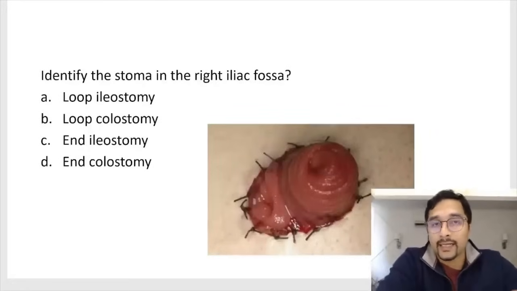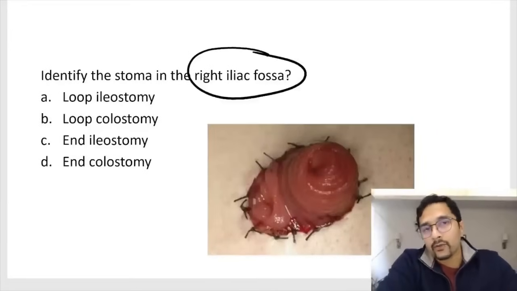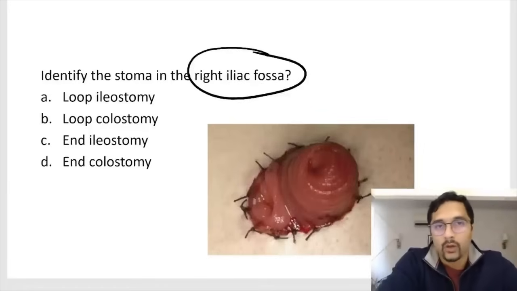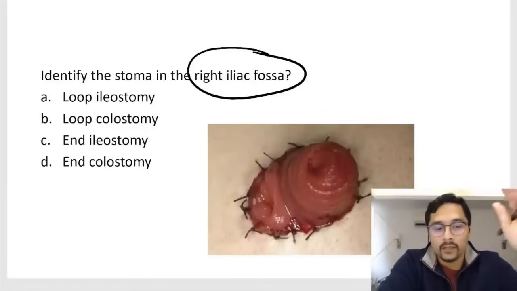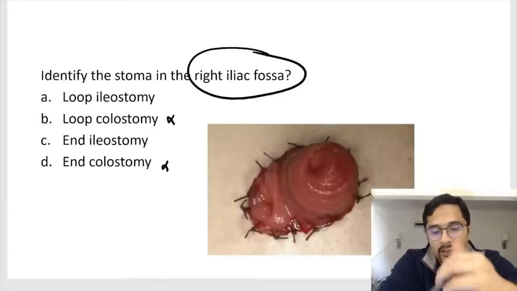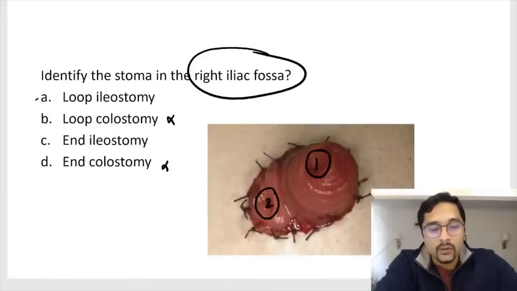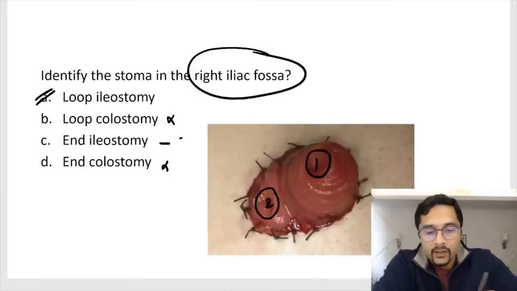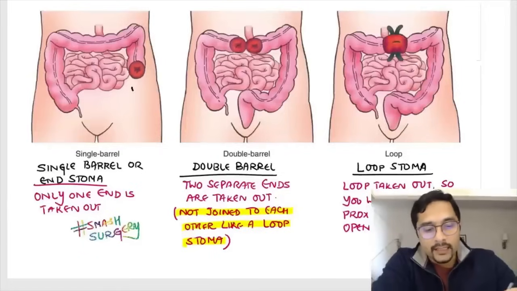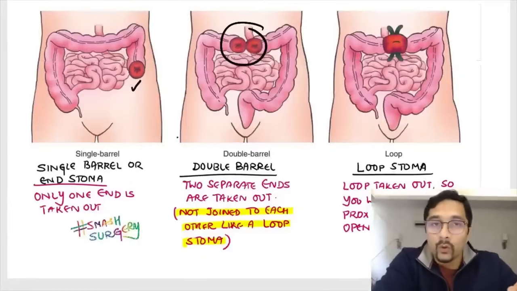They had asked you to identify the stoma in the right iliac fossa. So in the right iliac fossa, we can only bring out the ileum, right? In the left iliac fossa, we can bring out the colon as well, but in the right iliac fossa, we can only bring out the ileum. So it is either a loop ileostomy or an end ileostomy. And because we can see two openings, one and two, this is a loop ileostomy. In an end ileostomy, only one opening we would have seen. So you can see here, end stoma, single opening; loop or double barrel stoma, you will see two openings.